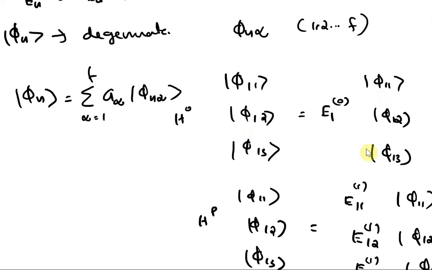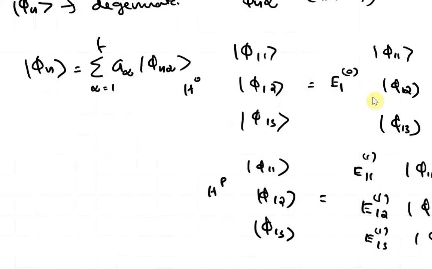So this can be taken as a separate subspace of the larger space, and in that subspace, let all these components be orthonormalized. This is something that I'm assuming: all these states are orthonormalized on the subspace.